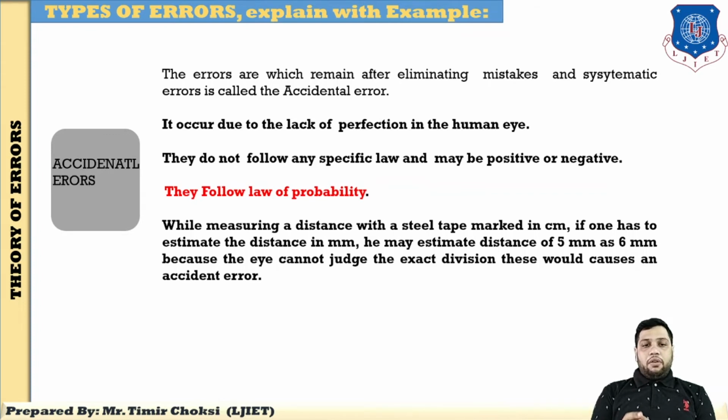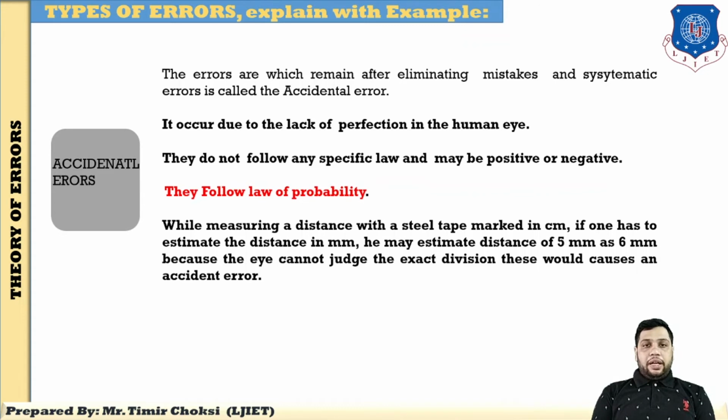Accidental errors follow the law of probability. For example, while measuring a distance with a steel tape marked in centimeters, if one has to estimate the distance in mm, he may estimate a distance of 5 mm as 6 mm or 4 mm, because the eye cannot judge the exact division. So this causes an accidental error.